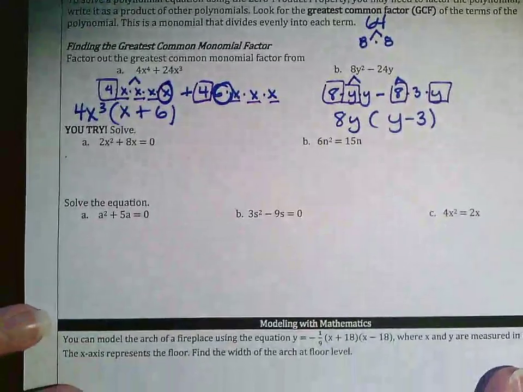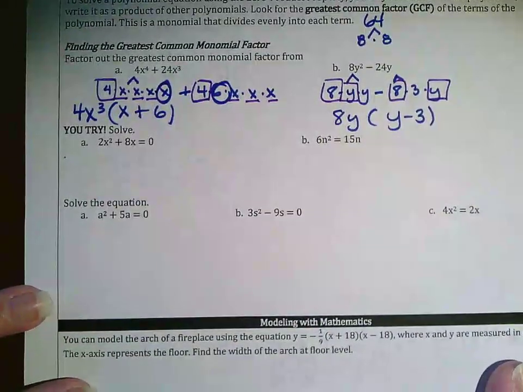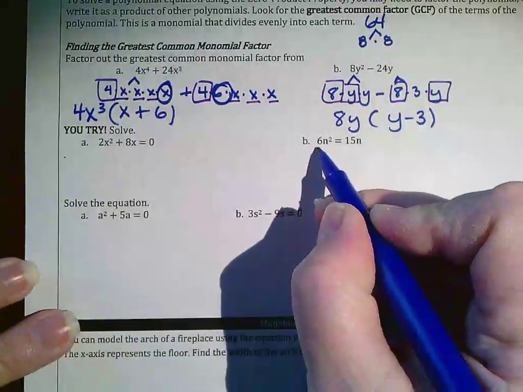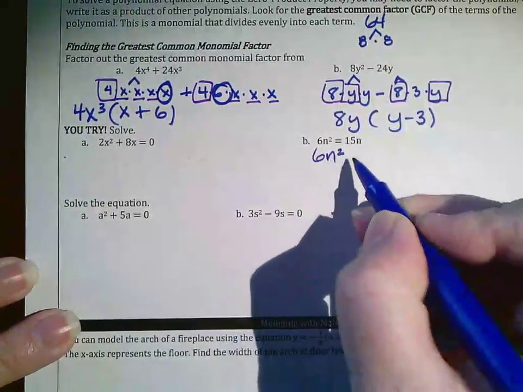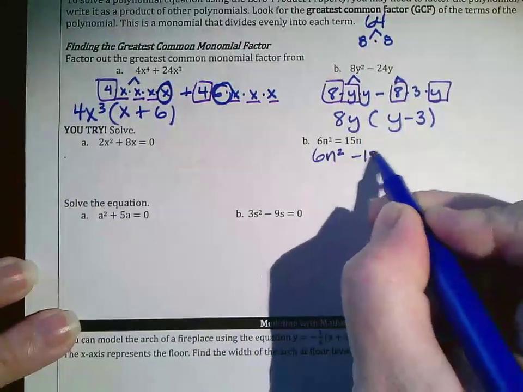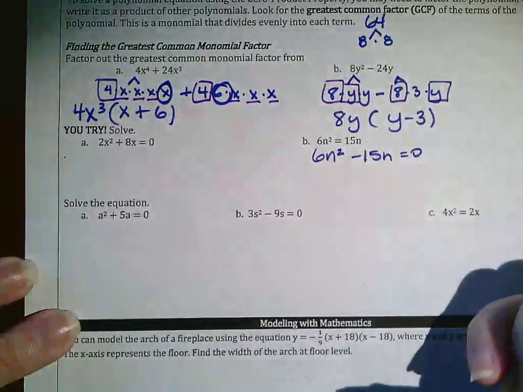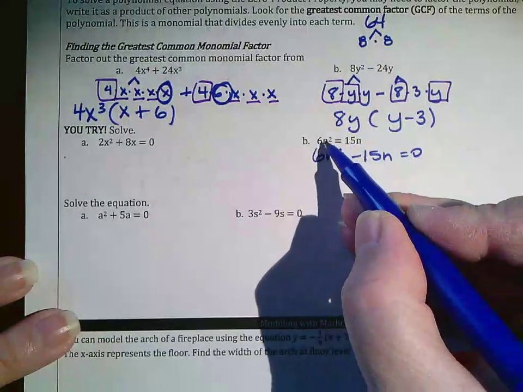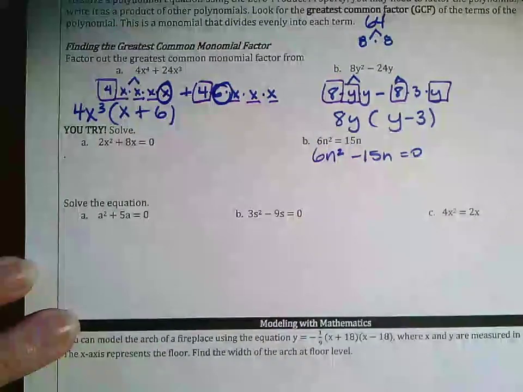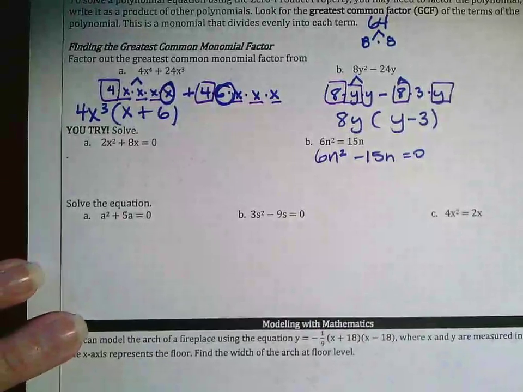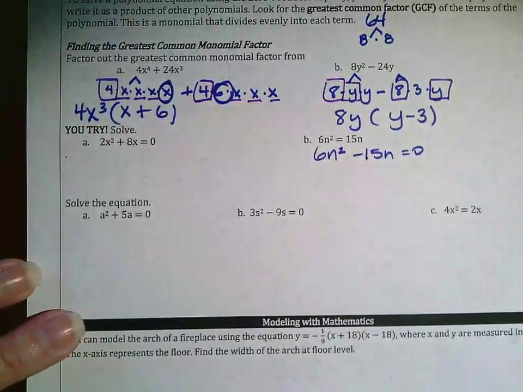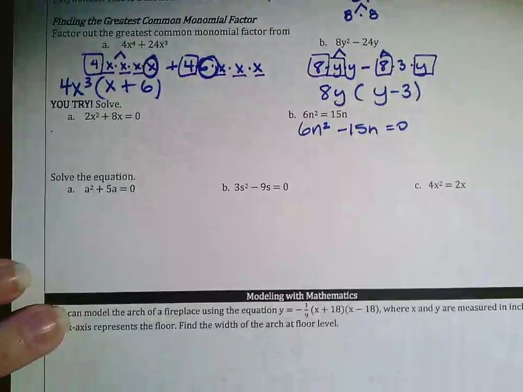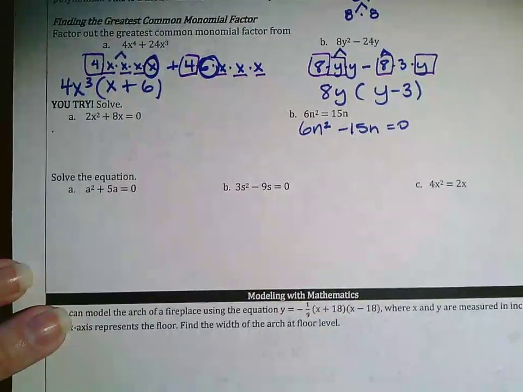All right, I'd like you to pause for just a second and give this a whirl. I will tell you on this one, though, before I pause you, you do need to subtract the 15n so that you can make this equal to 0. You do that by subtracting 15n from here and subtracting 15n from this side. It does need to be equal to 0 when you factor so that you can have everything on the same side. So pause, 3, 2, 1, back to me.